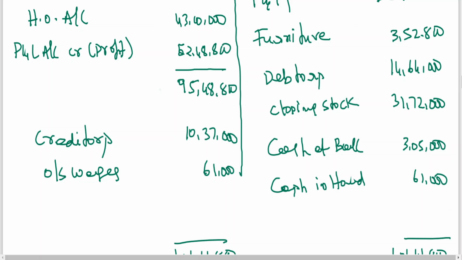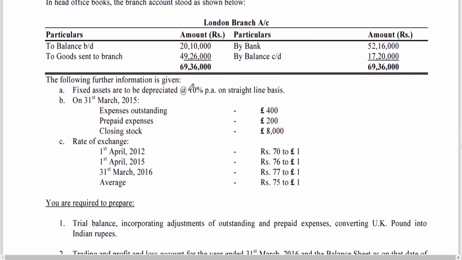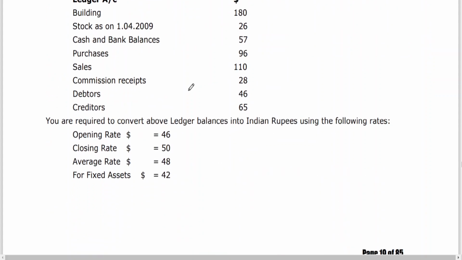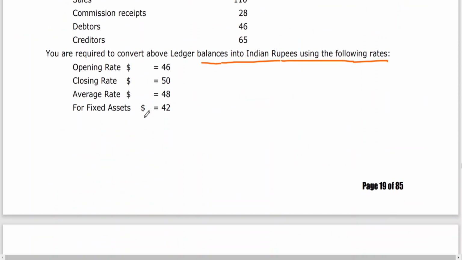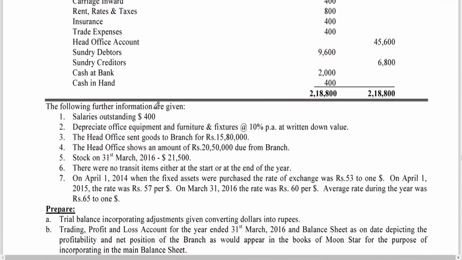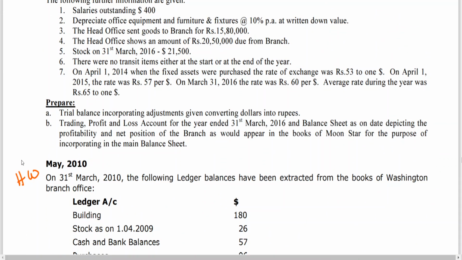So today what I am planning is to give you one problem as homework. On 31st March 2000, the following ledger balances have been extracted from the books of Washington branch office. You are required to convert the above ledger balances to Indian rupees using the following rates. And we assume that if nothing is mentioned, it is an integral foreign operation. You work out this problem on the basis of integral foreign operation. Since the number is not there, I am writing it as the fifth one.